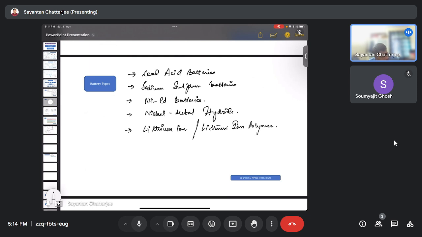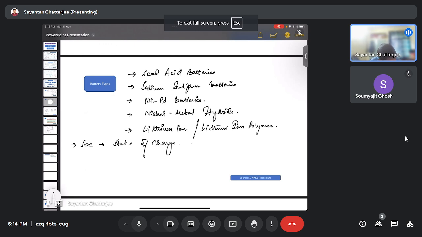For that we also need to find out some terminologies, that is SOC, state of charge. SOC tells us the amount of charge that is left in the battery. Using this SOC value, in EVs, what we finally see is the SOC value. Based on the state of charge, we can observe how long the battery can continue. Again, we have the depth of discharge, DOD, which is 1 minus SOC.